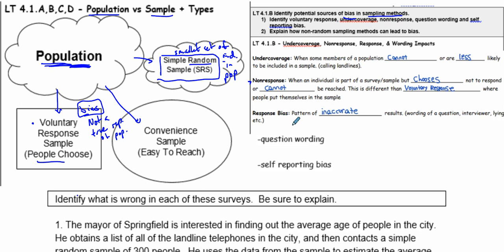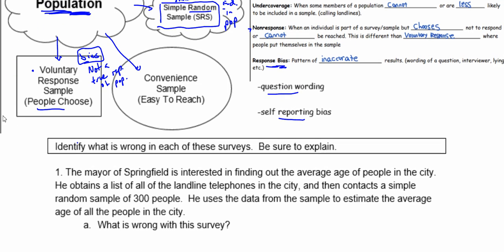Then we have response bias, which is a pattern of inaccurate results: wording of a question, interviewer lying, etc., and that would lead to different response biases. Like I said, question wording and self-reporting are response biases that lead to inaccurate results in your data. So let's go through some quick examples of sampling measures that are not simple random sampling and why they would bring in some biases.